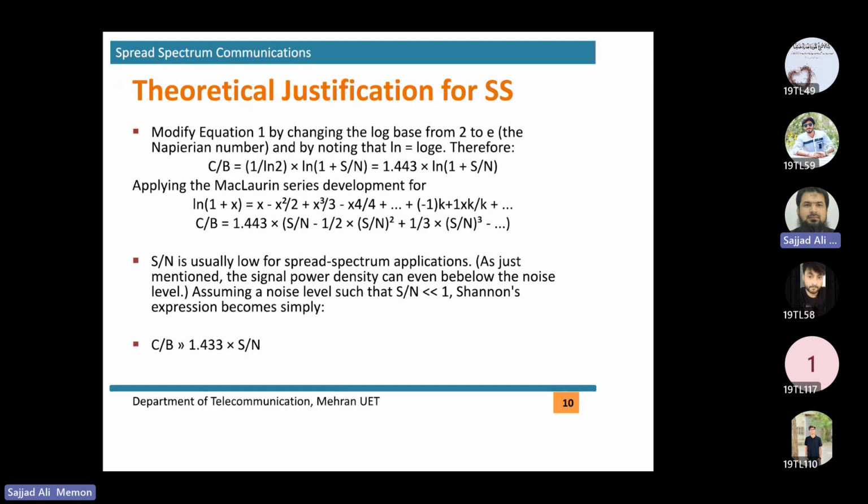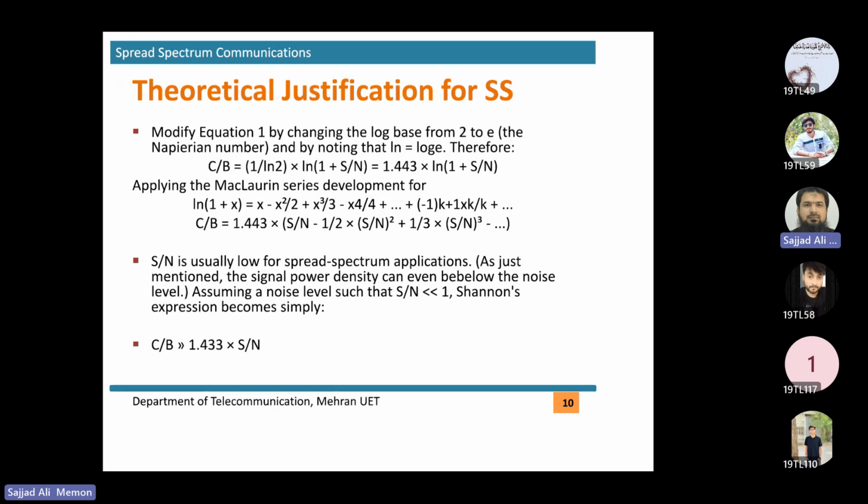So this is a modification of equation 1 by changing the log base 2 to e, the Napier number, and by noting that log e, therefore C over B equals 1 over log 2 into log(1 + S/N), which equals 1.443 into log(1 + S/N). Applying the Maclaurin series development, that will be C over B equals 1.443 into the signal to noise ratio, then the series. The signal to noise ratio is usually low for a spread spectrum application, as just mentioned.